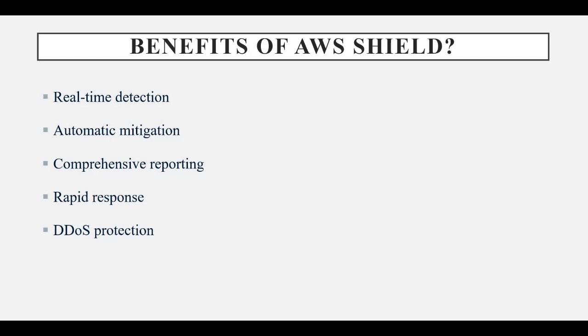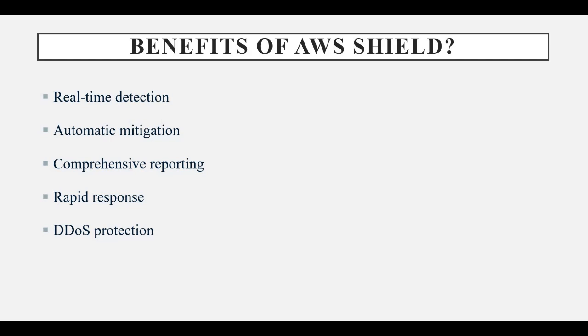The next is benefits. The benefits of the AWS Shield are real-time detection, automatic mitigation, comprehensive reporting, rapid response, and DDoS protection. So let's see one by one. Real-time detection: AWS Shield detects the threats in real time. It can easily identify those threats in real time.